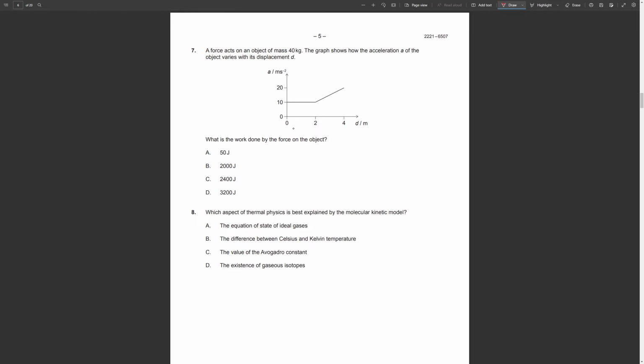Question 7. You are given an acceleration against displacement graph. Usually, this graph is a crap because we can't study the gradients nor the area in the graph.